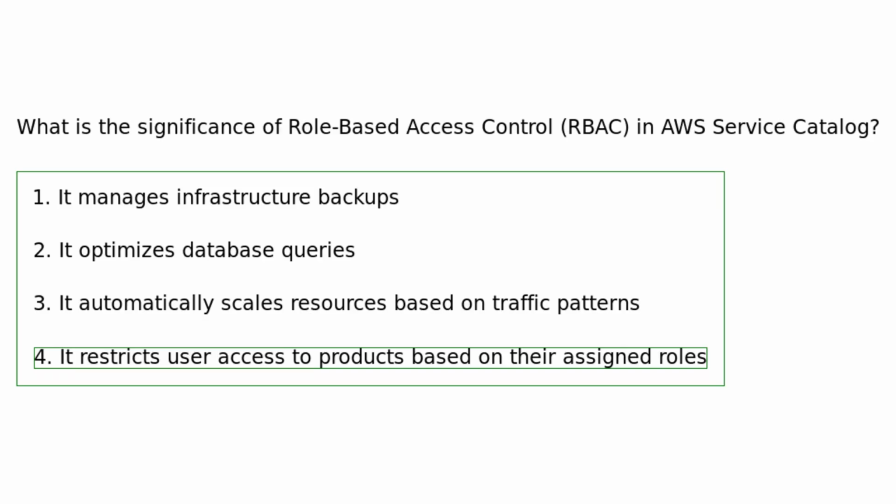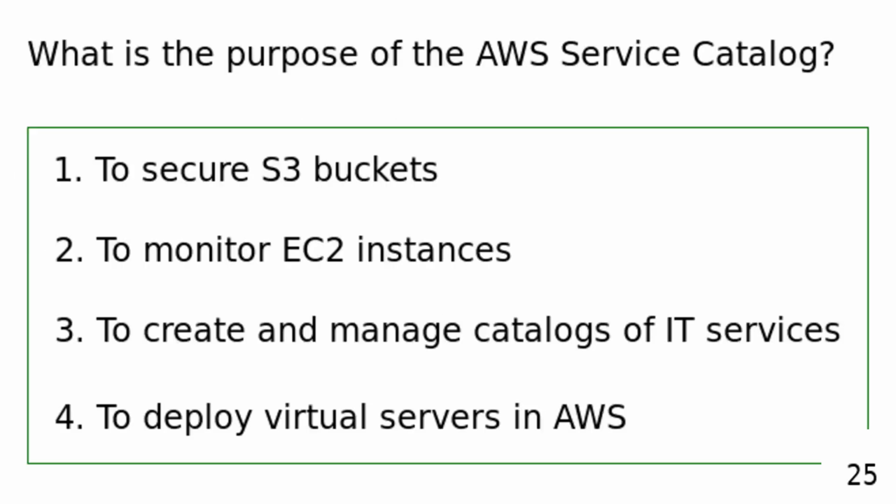Role-based access control in AWS Service Catalog restricts user access to products based on their assigned roles, ensuring that only authorized users can request and deploy resources. What is the purpose of the AWS Service Catalog? To secure S3 buckets. To monitor EC2 instances. To create and manage catalogs of IT services. To deploy virtual servers in AWS.